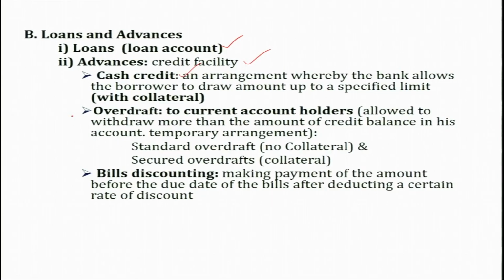And they also give overdraft, that mainly this facility is given to current account holders, allowed to withdraw more than the amount of credit balance in his or her account. It's a temporary arrangement, that means they are allowed to draw over whatever they are having in their account. So there is standard overdraft, that means no collateral, and another with a collateral. Then banks also engage in bills discounting, the concept by now you are familiar with, which we discussed in previous class sessions.